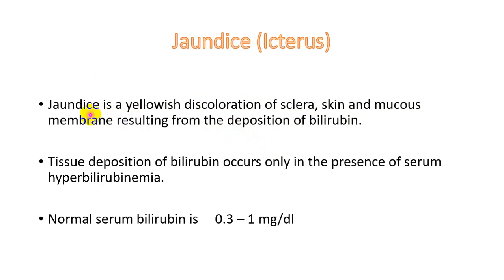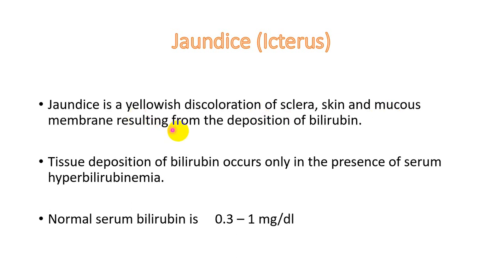What is jaundice? Jaundice or icterus is a yellowish discoloration of the sclera, skin and mucous membrane resulting from the deposition of bilirubin. So first thing we need to know is that we put sclera first because bilirubin has high affinity for elastin, which is presented in high concentration in the sclera. So in patient with jaundice, the first part in his body to be involved and become yellowish is the sclera, then spread to the skin and the mucous membrane.